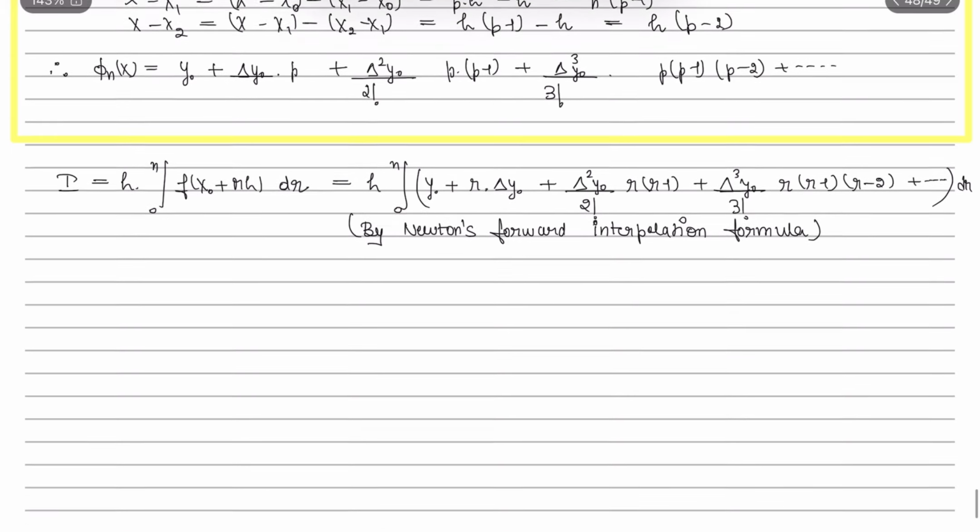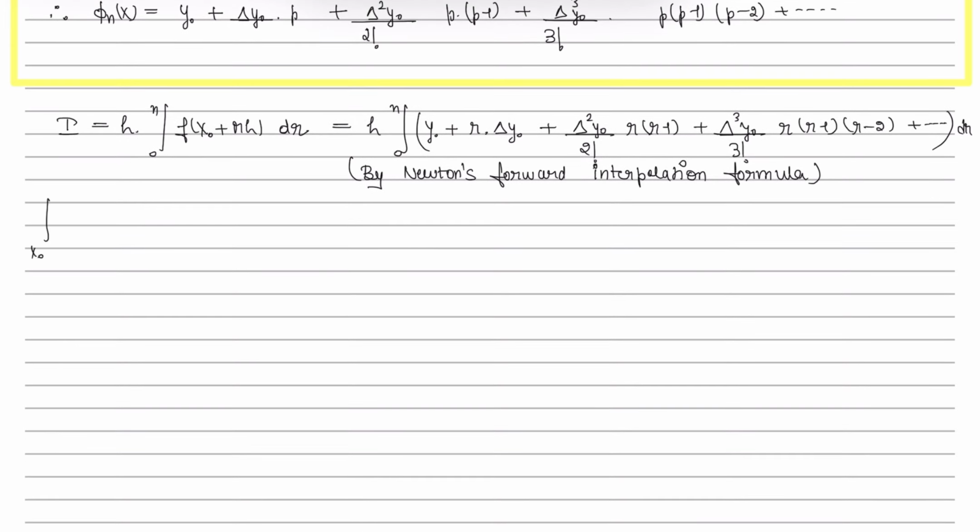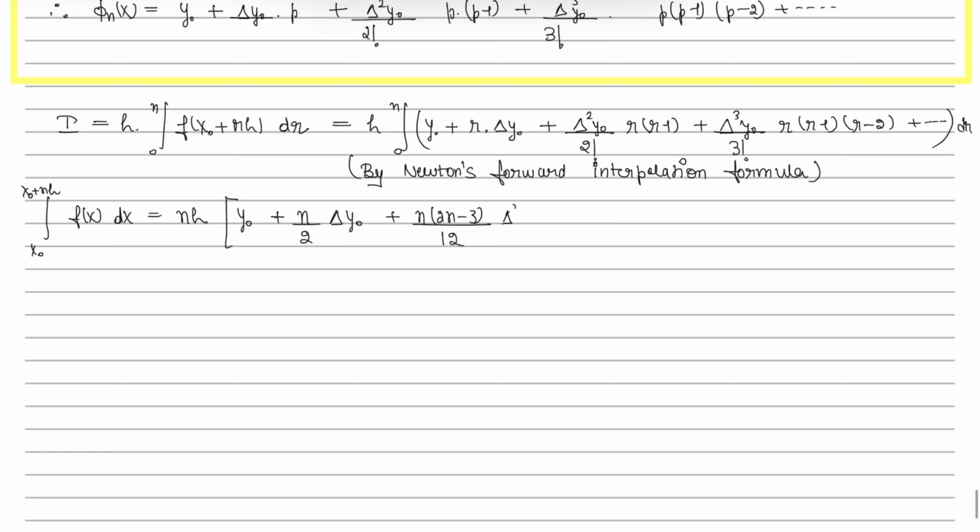Now integrating term by term, we obtain the integration from x naught to x naught plus n times h of f of x dx, which is equal to n times h into y naught plus n by 2 times the forward difference of y naught, plus n into 2n minus 3 divided by 12 into the second forward difference, plus n into n minus 2 square divided by 24 into the third forward difference, and so on.